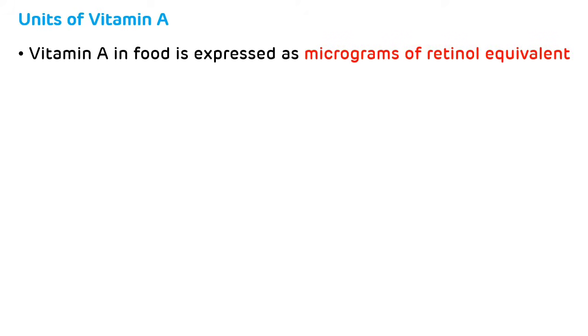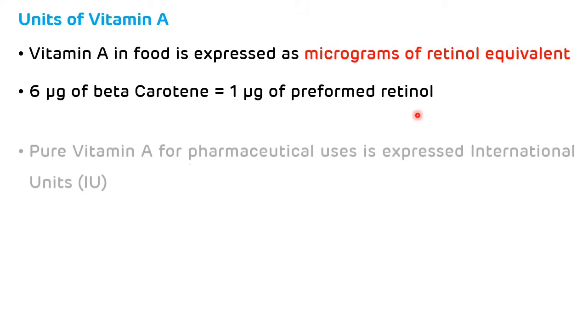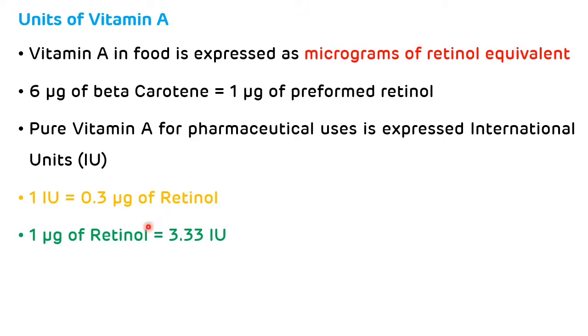Now various units of vitamin A. Vitamin A in food is expressed as micrograms of retinol equivalent, and 6 micrograms of beta carotene is equal to 1 microgram of preformed retinol. Pure vitamin A for pharmaceutical uses is expressed in international units. So 1 international unit is equal to 0.3 microgram of retinol, and 1 microgram of retinol is equal to 3.33 international units. So that is all about the units of vitamin A.